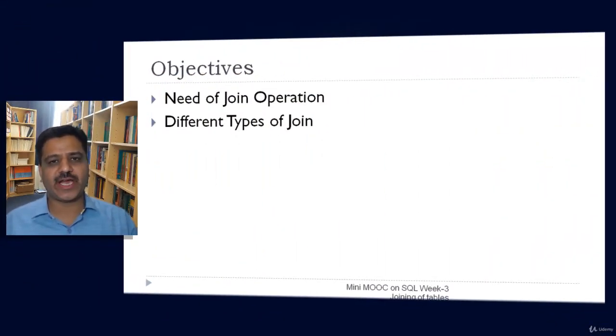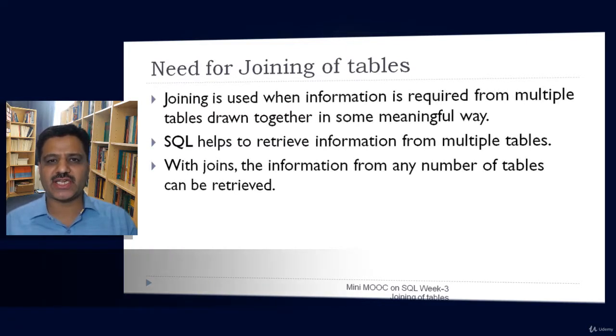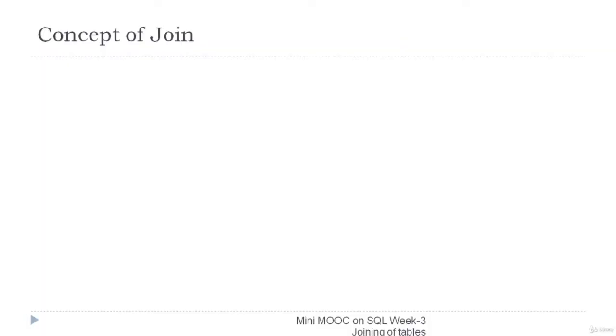In this session, we will discuss the need of join operation and different types of joins. Sometimes it is important to extract data from more than one table. To extract data from more than one table, we have join operation. In SQL, we can join multiple tables on the basis of common columns among those tables. Understand the concept of join with two tables.